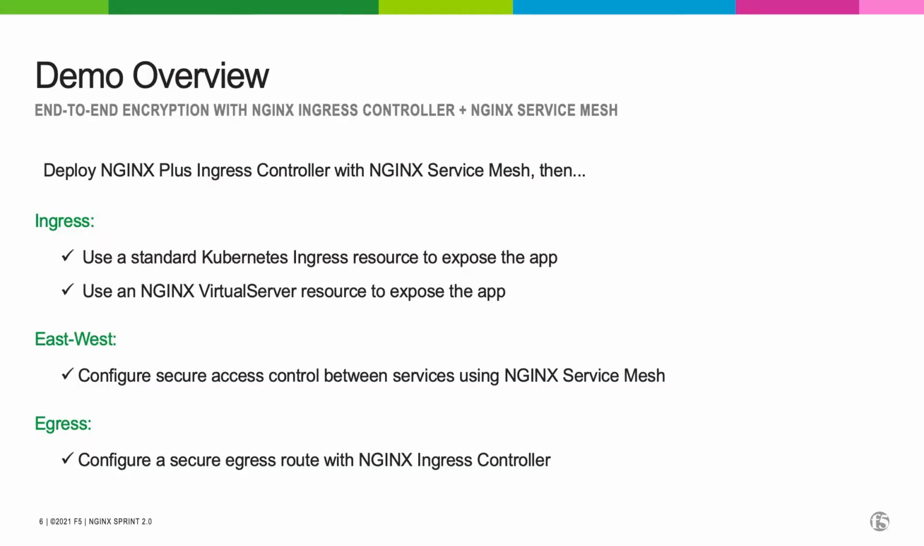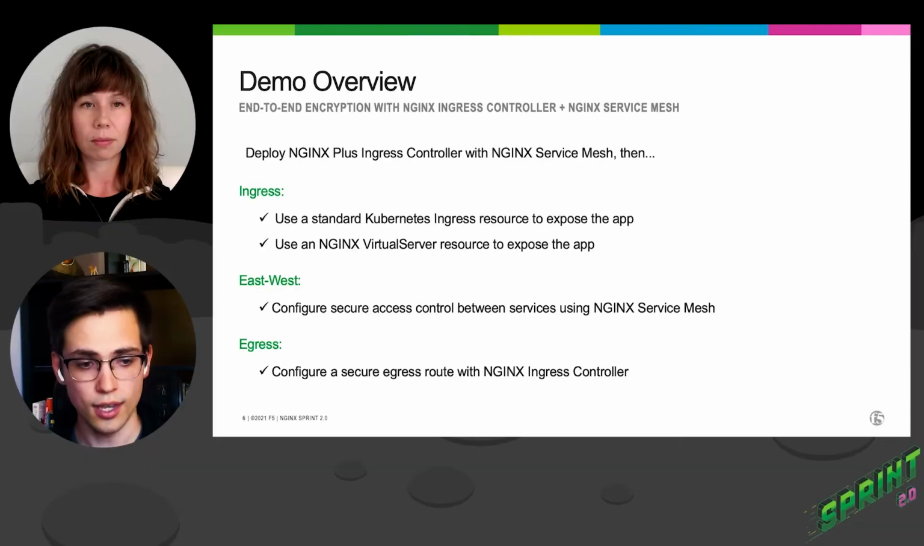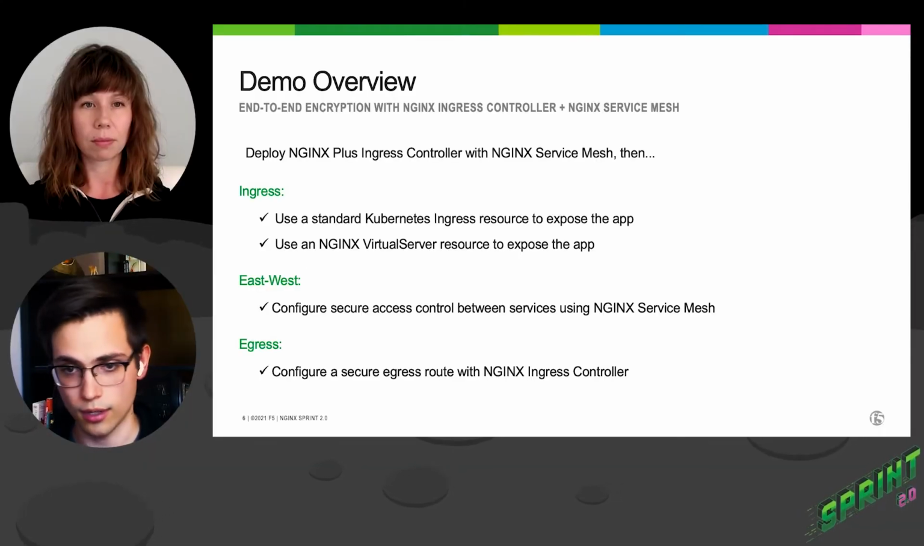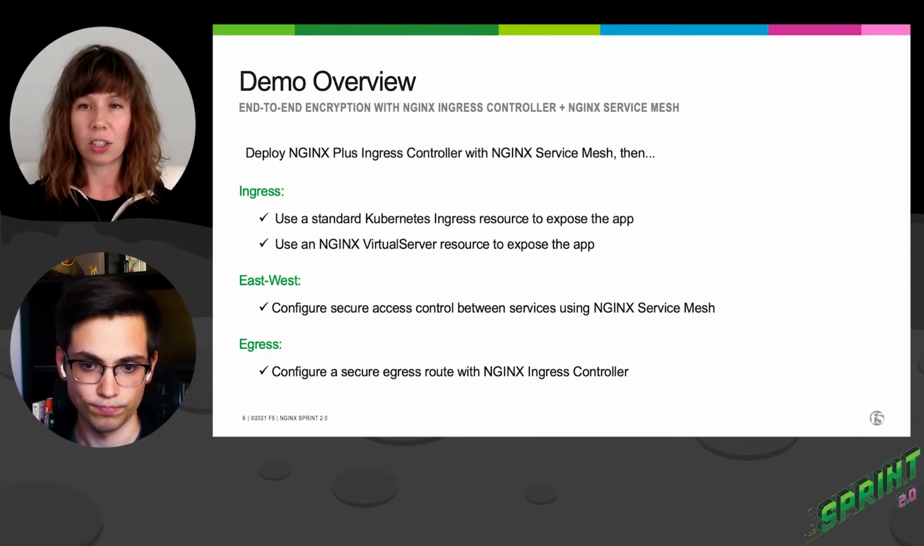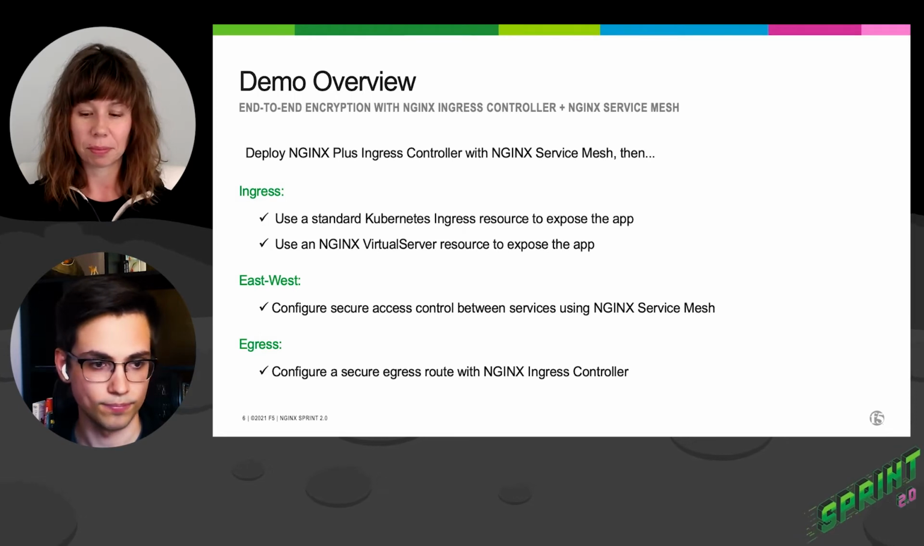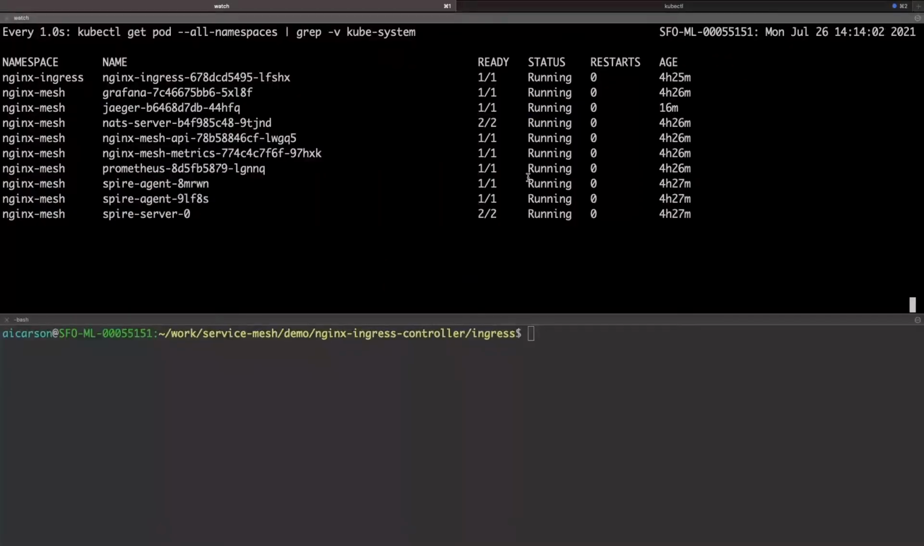Sure. Thanks, Jen, for that introduction. So today, what we're going to be demoing is end-to-end encryption. So what does that mean? It means north-south, and it means east-west. We're going to be looking at ingress encryption with NGINX Ingress Controller. We're going to be looking at east-west authorization, which builds on encryption, as well as egress, trying to incorporate a legacy application. All right, let's jump into it. Awesome. All right, everyone, let's jump in.